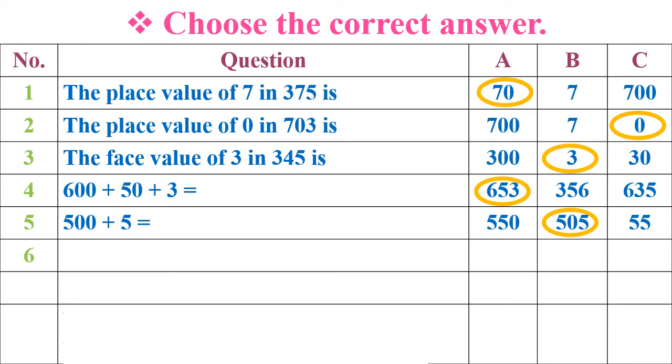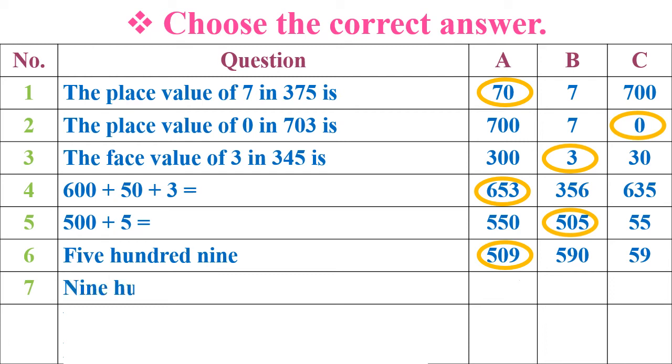Your next question is 509. How can we write down the 509 in numeral form? 509, 590, or 59. So see here, 5 in the place of hundreds. That's why we have to put 5 first, and they were given only 9. So we have to write down only 09, that is 9. So your answer is 509.